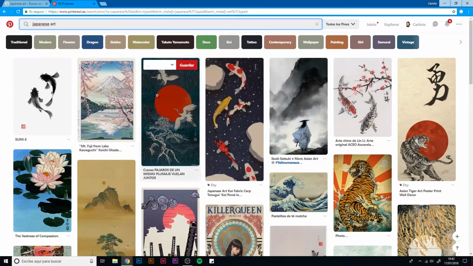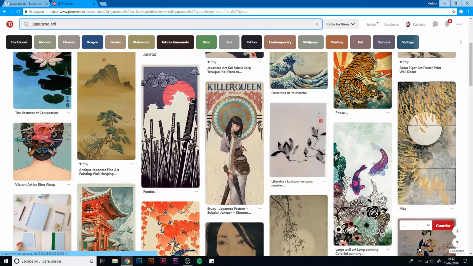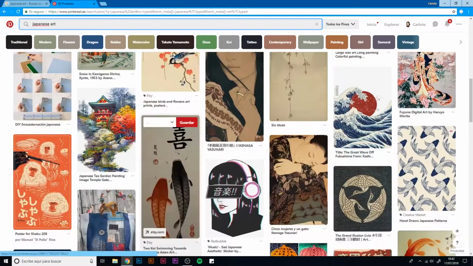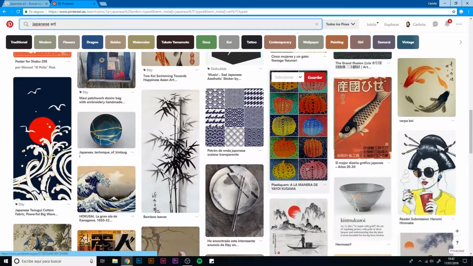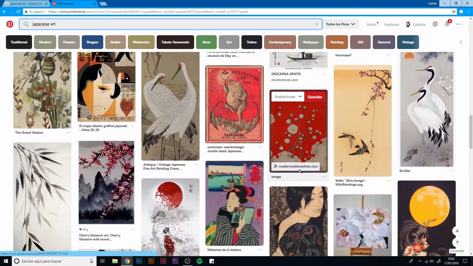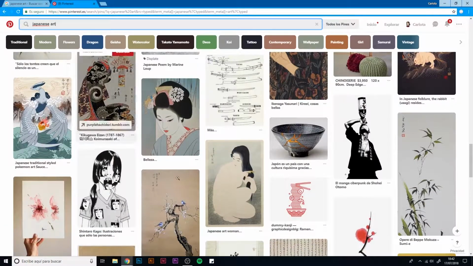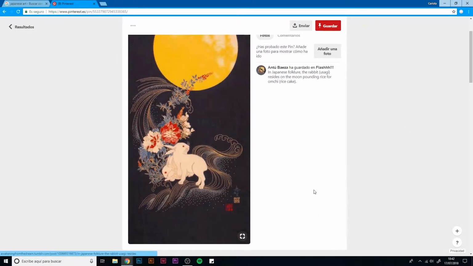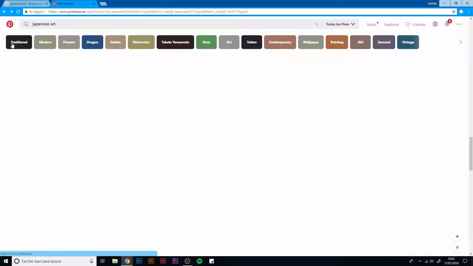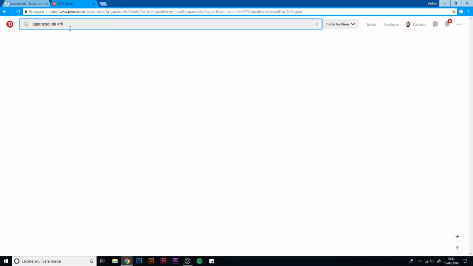Okay, so guys, these are the references we get here. Some of them appeared before. And there are recurrent topics like carps or the sea, flowers or birds. Everything is connected with nature. And these are quite frequent in this kind of drawing. Others are geishas or kabuki theater. But as I said, these are recurrent themes.